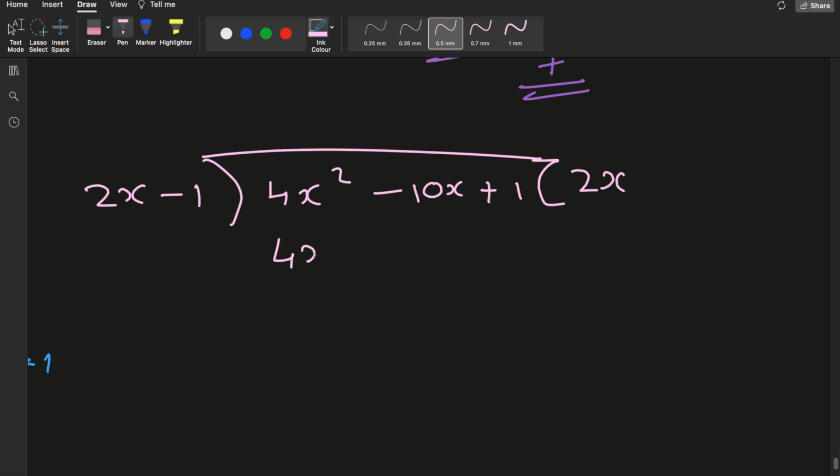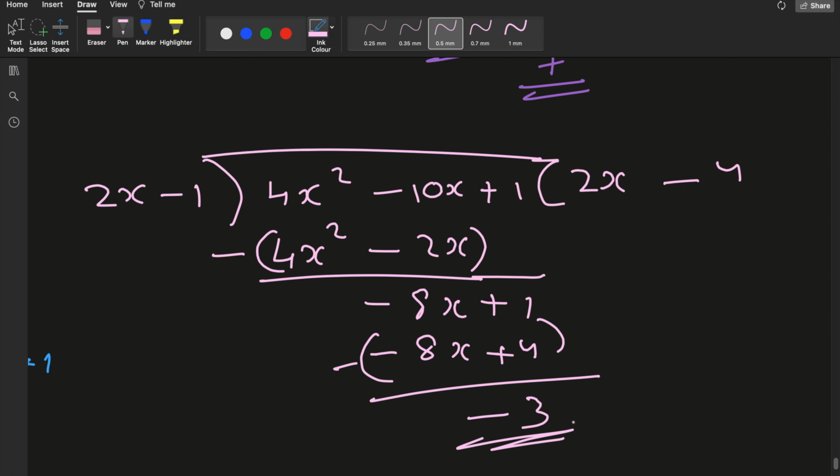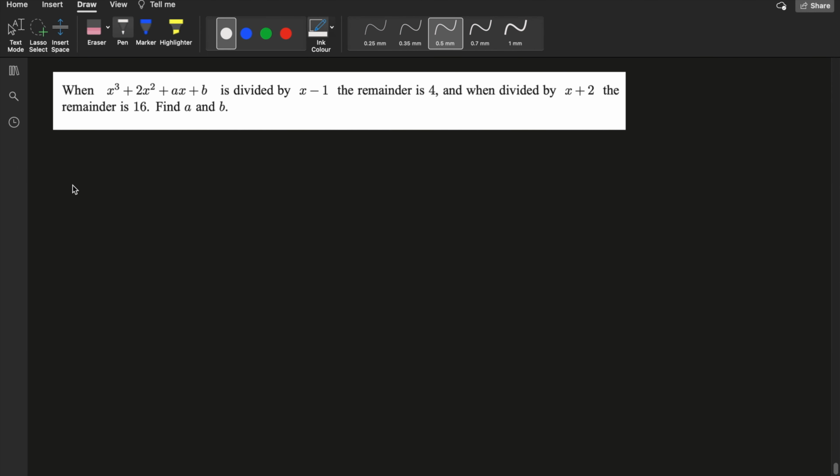So 4x squared minus 2x, and then minus 10 plus 2 would be minus 8x. Bring down the 1, we write minus 4, so minus 8x plus 4. Upon subtraction, we get minus 3, which was also our previous answer. So now let's solve this lengthy problem.